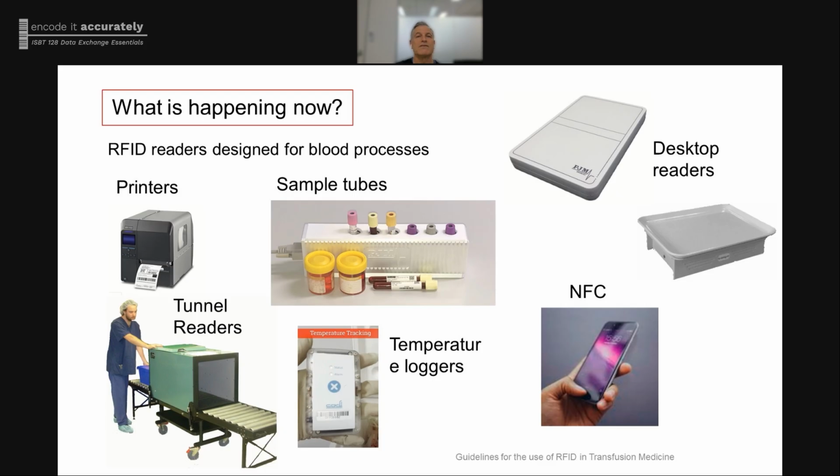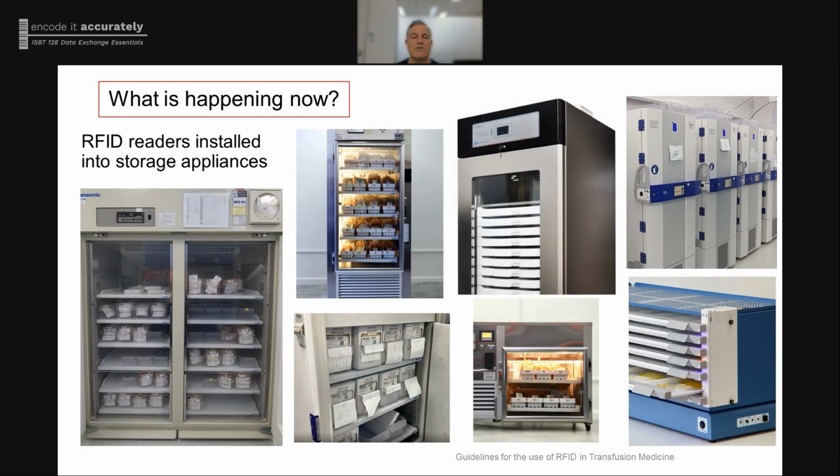There are tunnel readers for bulk dispatch from blood processing centers and receipt into hospitals with supporting temperature loggers for automatic uploading of the transport cold chain information. There are now RFID blood labels with additional NFC capability for use at bedside transfusion, allowing standard smart devices to be used at the point of transfusion. There are also RFID readers now integrated into storage appliances.